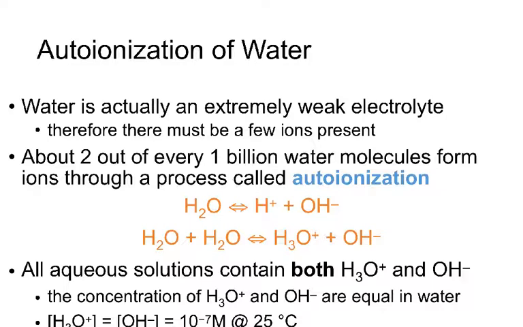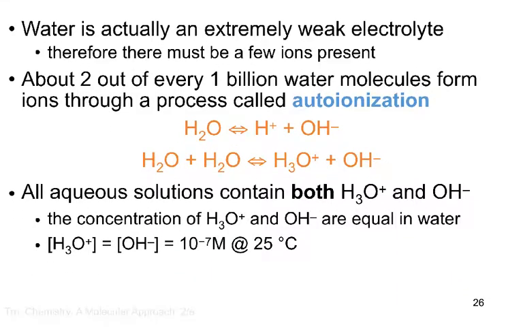Water itself is an extremely weak electrolyte. About 2 out of every billion water molecules will form ions through something called auto-ionization. So you have 2 water molecules reacting to form an H3O plus and an OH minus. So all aqueous solutions are going to contain both H3O plus and OH minus. In pure water, those concentrations are equal to each other, and their concentration is 1 times 10 to the minus 7th molar at 25 degrees Celsius.